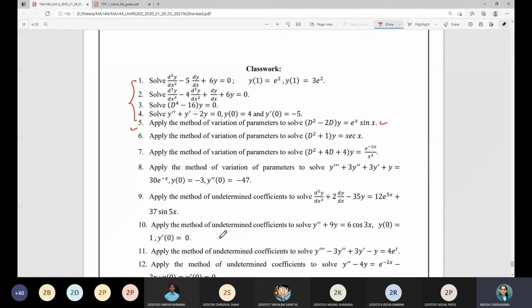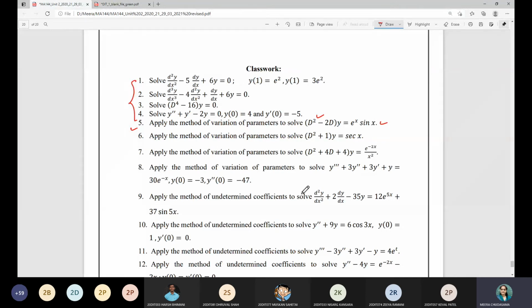So first, tell me what will be y1 and y2 in this case. This is second order, so just y1 and y2 will be there. Y1 will be 1 and y2 will be e raised to 2x. Yes, correct. Go ahead.